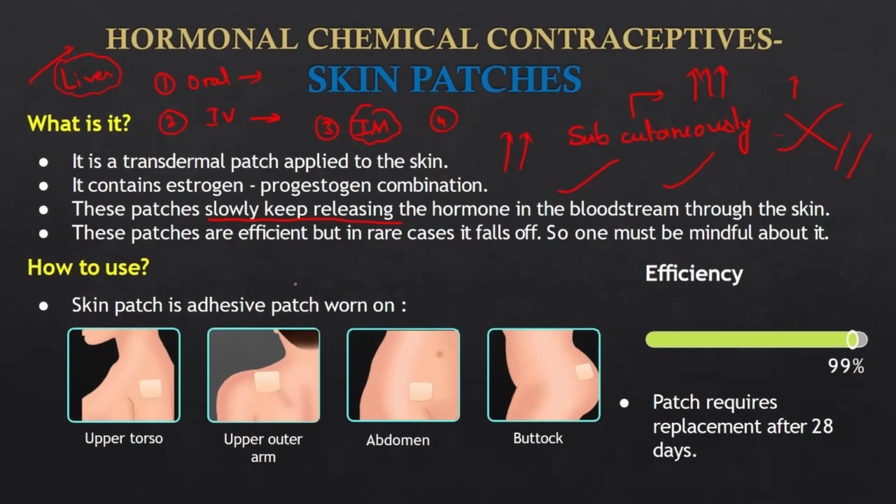How to use? Just attach it to the skin. It can be the upper torso, outer arm, abdomen, or buttock region, and the efficiency would be 99%. It could be replaced after every 28 days. So that's about the skin patches. Remember this one: it slowly keeps releasing the hormone into the blood through the skin. The drug concentration will rise very slowly.